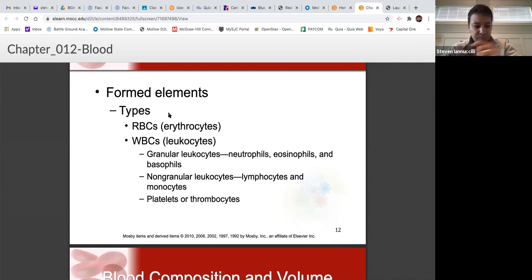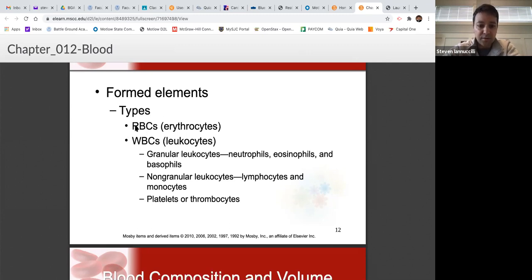Okay, so just to kind of recap from last week a very little bit, we talked about the blood has these things called formed elements in them. And these formed elements are going to be about 50% or 55% of your total blood volume. With the plasma being your liquid portion of the blood, the formed elements are going to be the solid portions of the blood. So we have three basic formed elements.